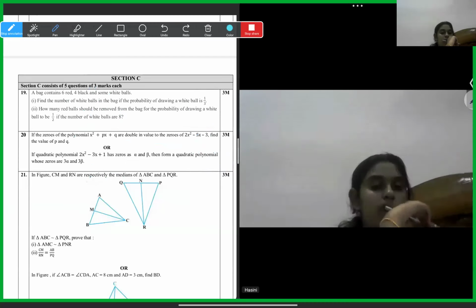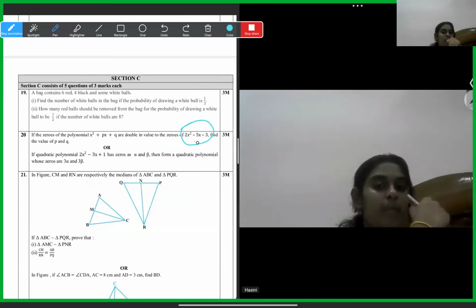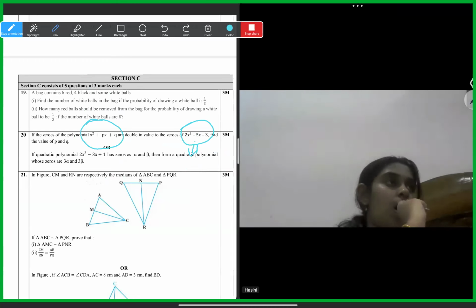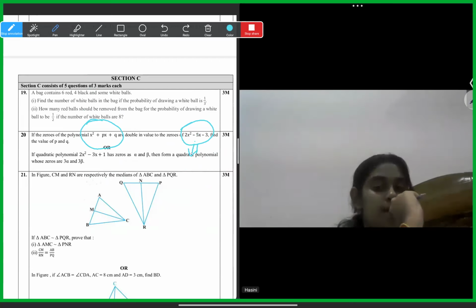So what should we do? We can understand it easily, Hasni. One of the ways is that we find the zeros of the second polynomial, and whatever zeros we get for the second polynomial, if we double them, those will be the zeros for the first polynomial. That is one way, Hasni. So we will do that one.